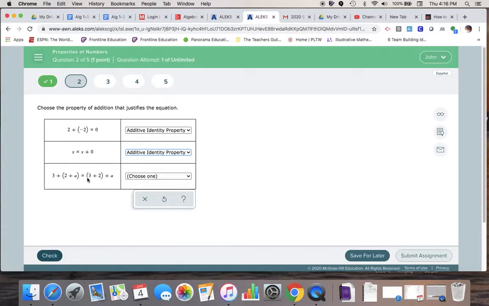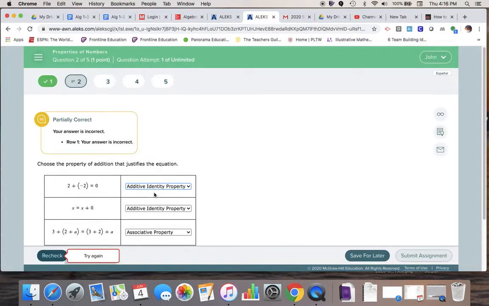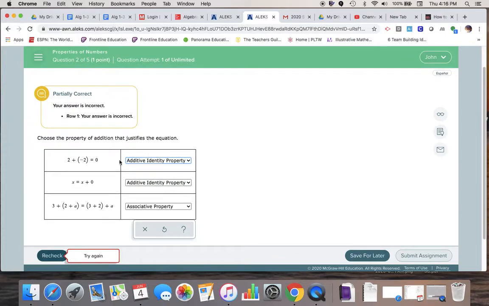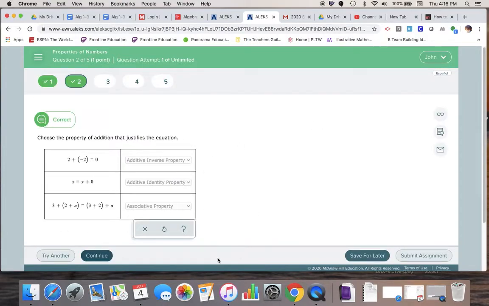And then this one, again, it looks like they just moved the parentheses from around the 2 plus the a to the 3 plus 2. Did not change the order of anything. They just moved the parentheses. So that would be associative. Partially correct. All right, so additive identity property, or no, sorry, I'm silly. That's additive inverse property. All right, good.